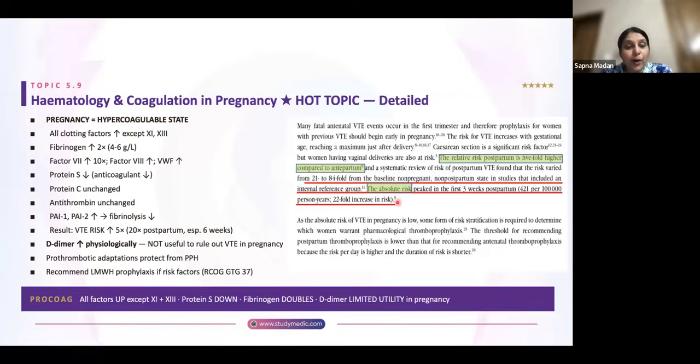Okay. So procoagulants, all factors are increased except for factor 11 and factor 13. Protein S, which is an anticoagulant, will fall. Fibrinogen levels will increase. And D dimer level has limited utility in pregnancy because it is increased physiologically.